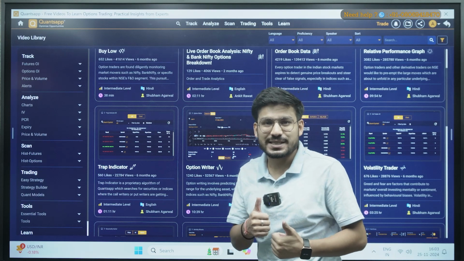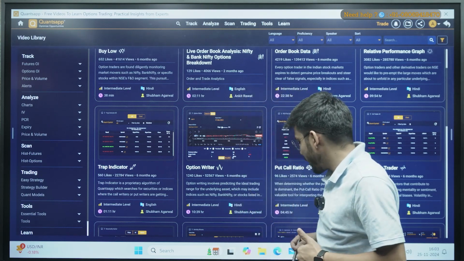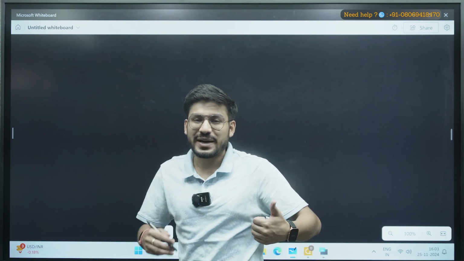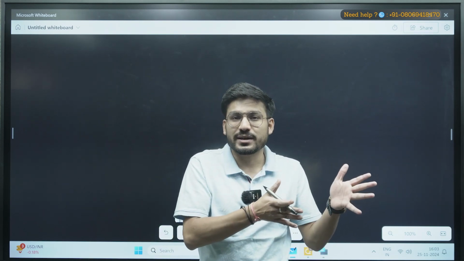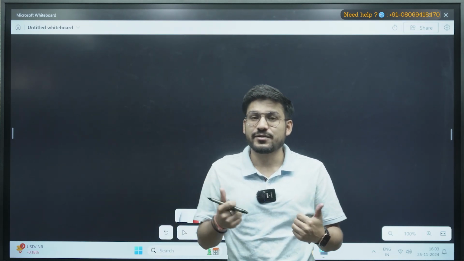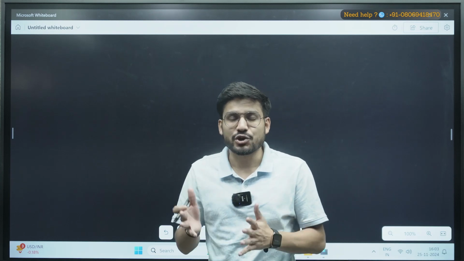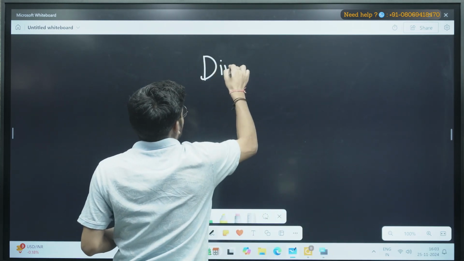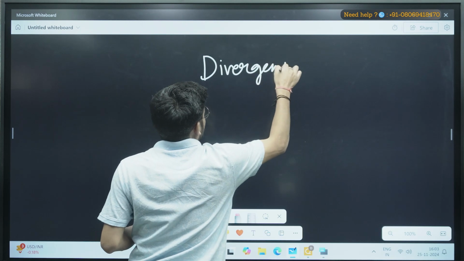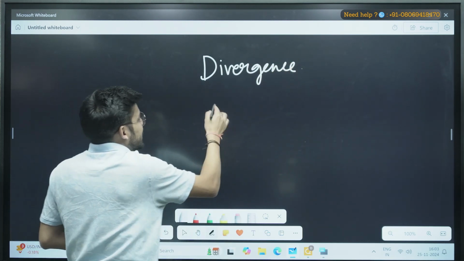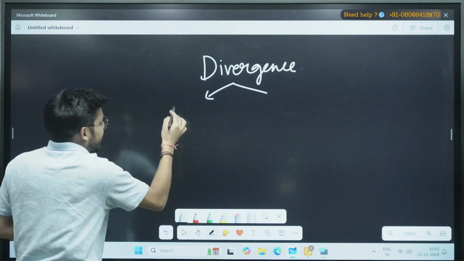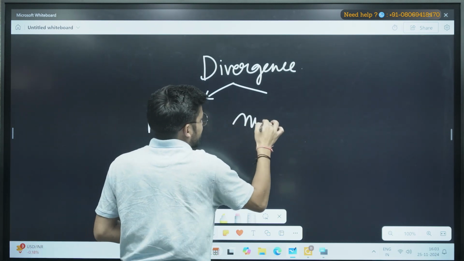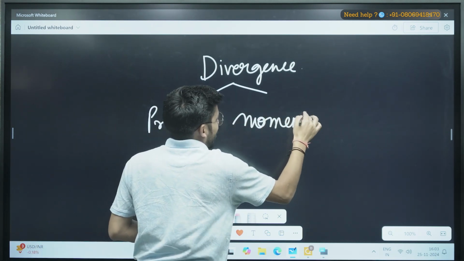So let's start today's session. In today's lesson, we will be talking about divergence, right? So whenever there is a divergence between price and momentum oscillator, there can be a trend reversal or there can be trend continuation, right? The divergence is a divergence between price and your momentum oscillators.